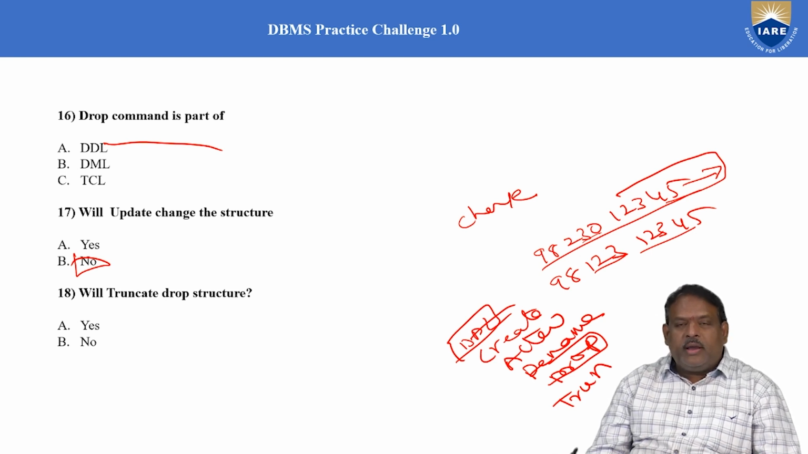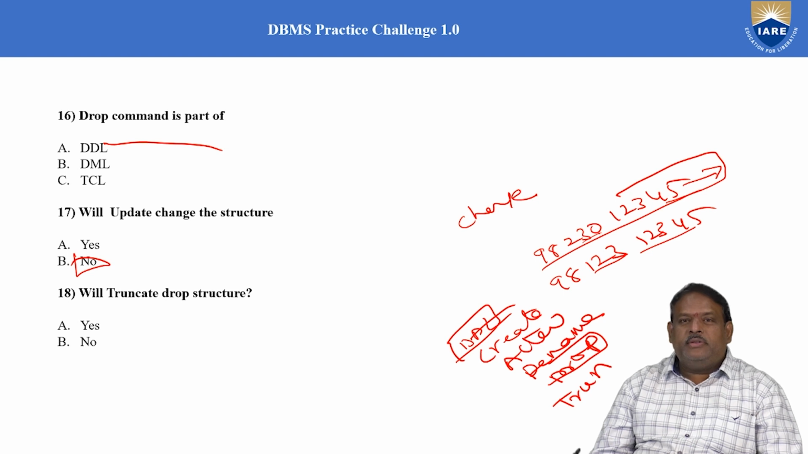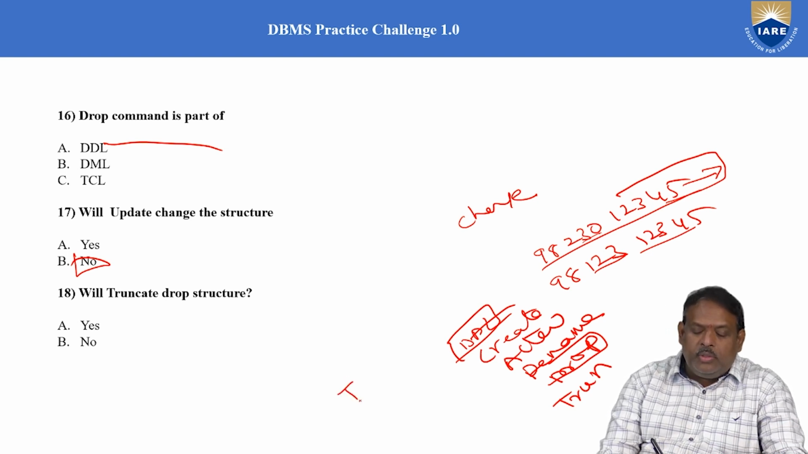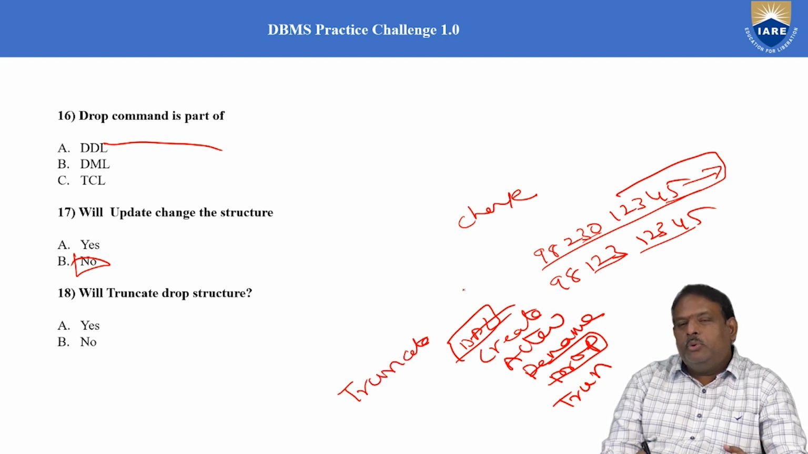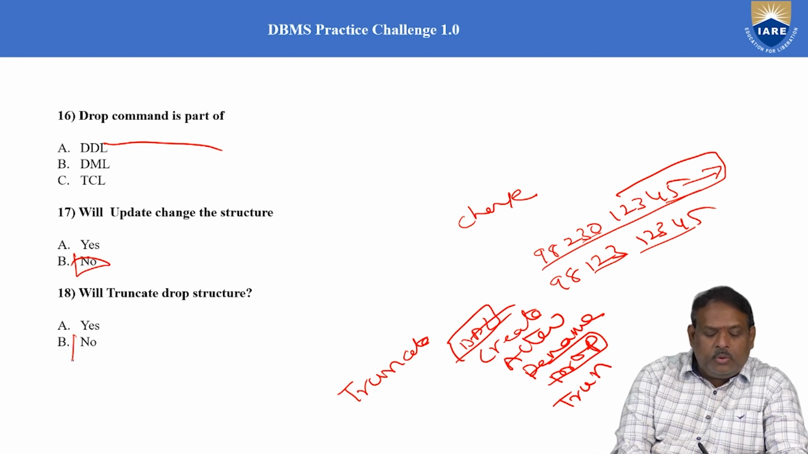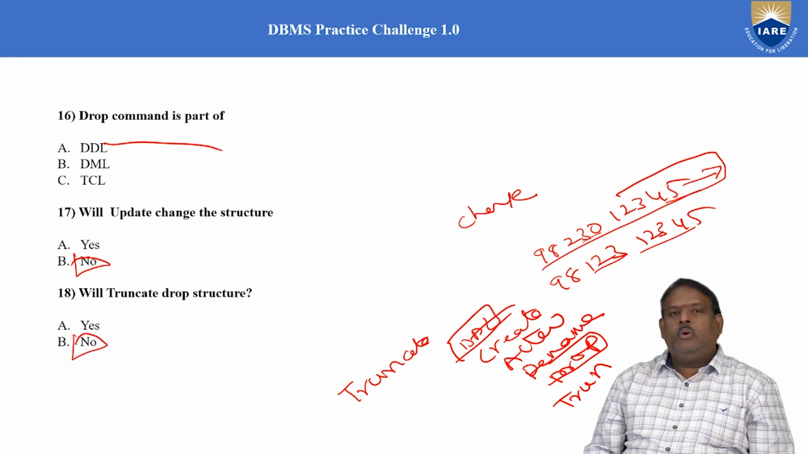Will truncate drop the structure? Truncate will only remove the rows from the table. The truncate command just removes the rows from the table. It will not drop the structure. The option is no here.